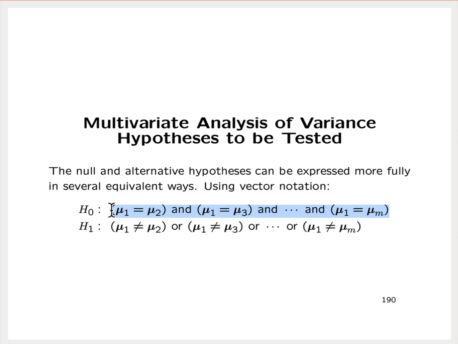And so if we think of the null hypothesis in this way, then we can express the alternative hypothesis, which is the logical complement of the null hypothesis. We can express the alternative using vector notation this way. Either mu1's not equal to mu2, or mu1's not equal to mu3, or, and so forth out to, or mu1's not equal to mu sub m. So that's a very useful way to think about the hypotheses that are being tested by a multivariate analysis of variance.